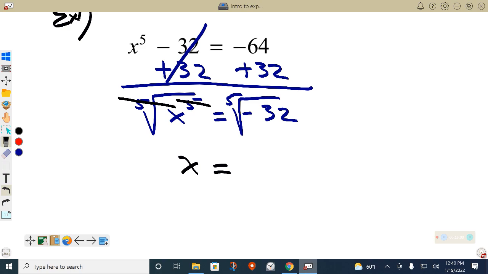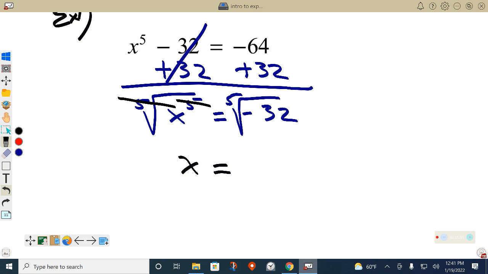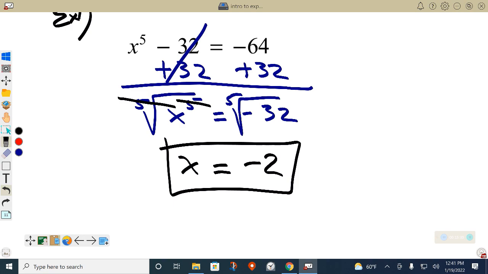Fifth root of negative 32. Here we go. Clear this puppy. So it's the nth root button. It's asking for the index. I'm going to put 5. The radicand, negative 32. Rocking and rolling, negative 2. Done. X is negative 2.